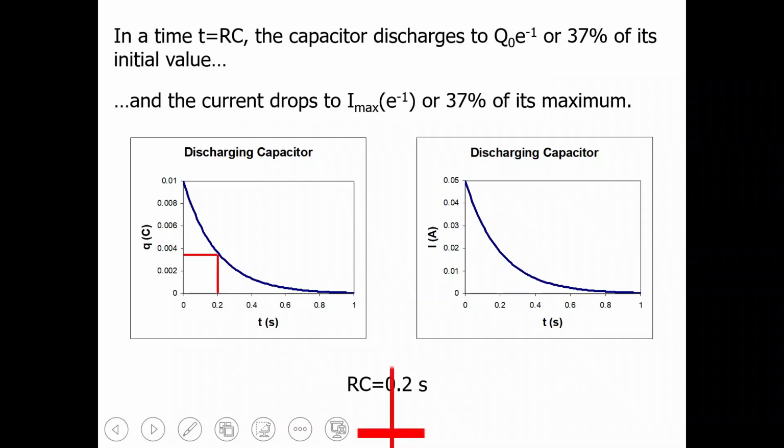So same kind of idea with your discharging capacitor. You're going to end up with your time constant being the time to reach 37% of its maximum value. Same with the current. So in this case, both the charge and the current are going to decrease over time to 0 as t approaches infinity.